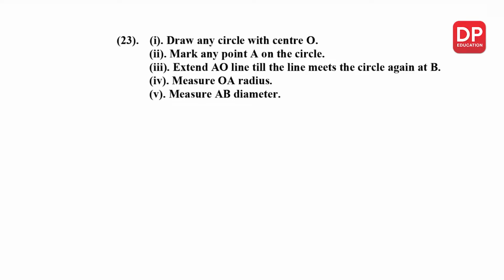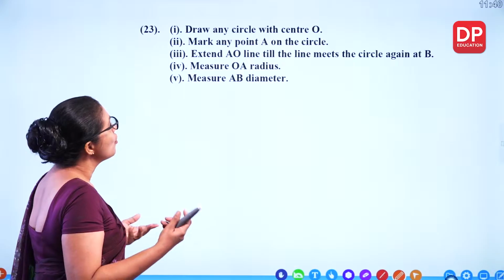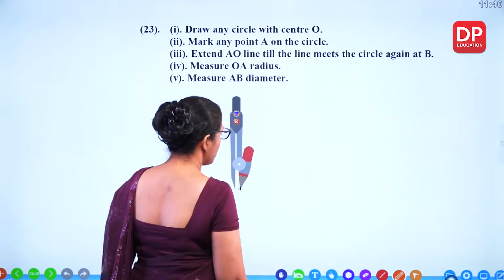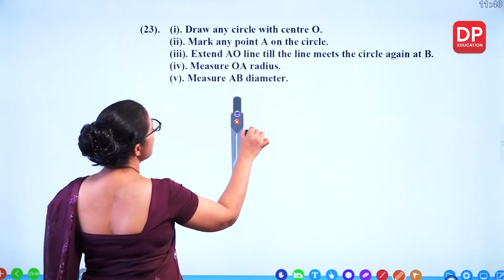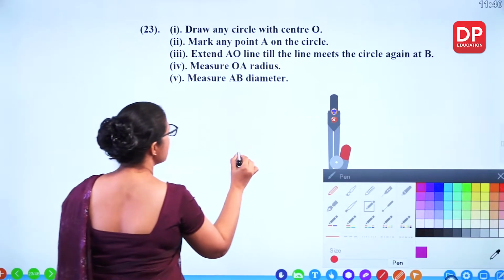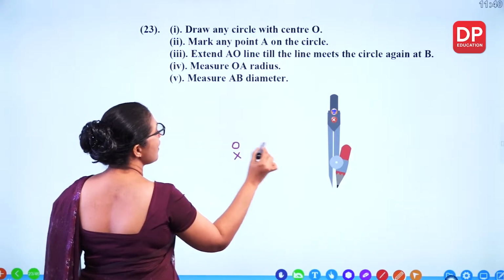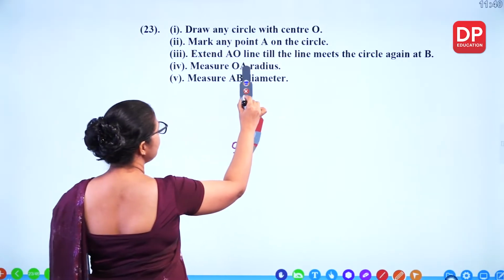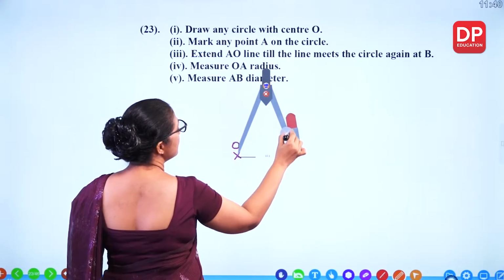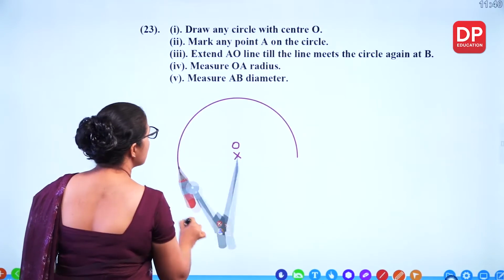Now look at this one. Draw any circle with center O. So you can take the compass and draw a circle. So take any length. So center is O. So you can mark the center O and draw any circle. So you can take any length and draw a circle.